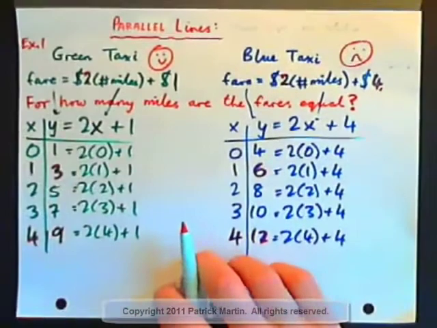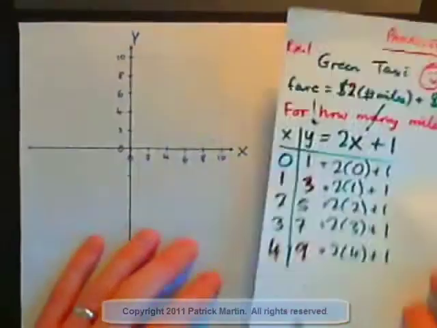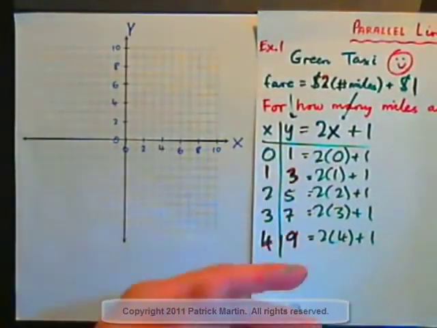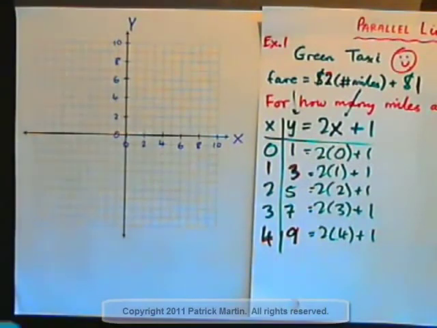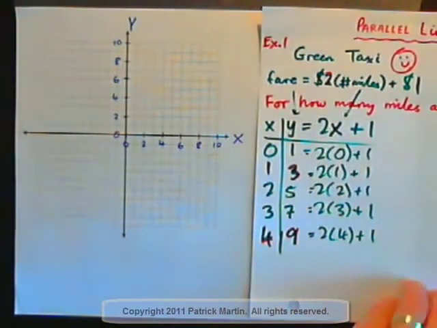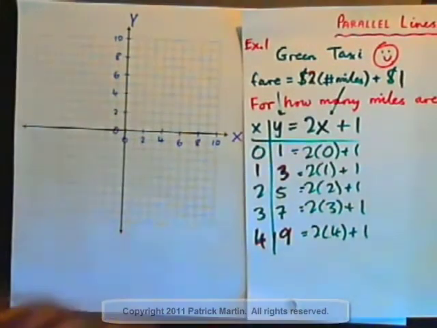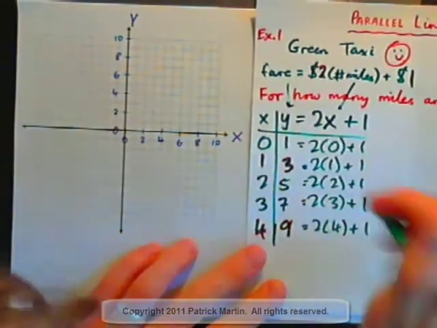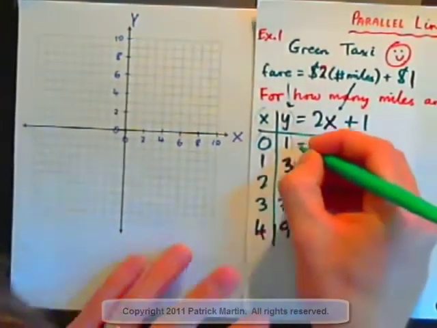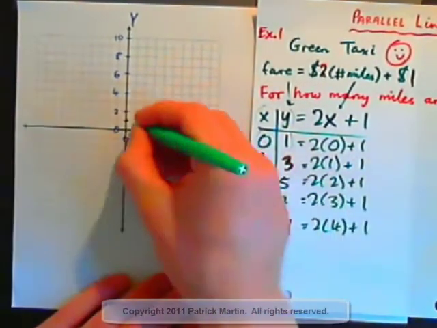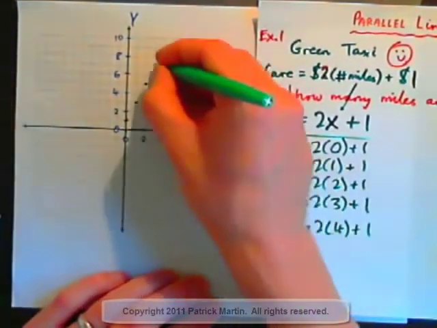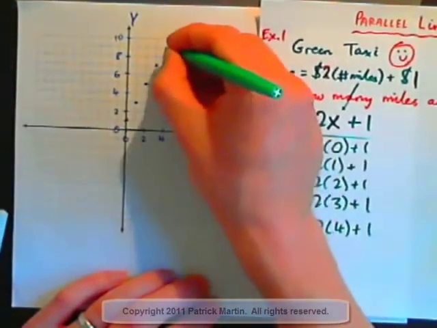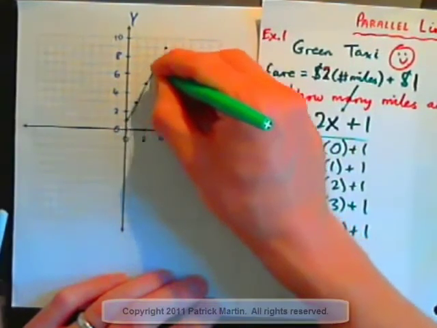And then what happens when we graph them? So graph both taxi fares and see what they look like. Press pause on the video and try that. Okay, and now I'll do it. The green taxi is going to start with x, y: 0, 1. Then 1, 3, then 2, 5, then 3, 7, and 4, 9, and so on. So this is my green taxi right here.